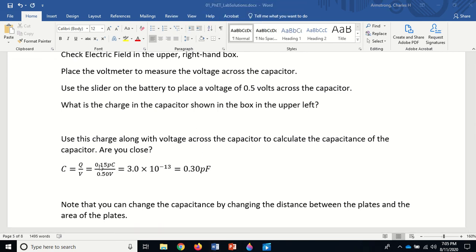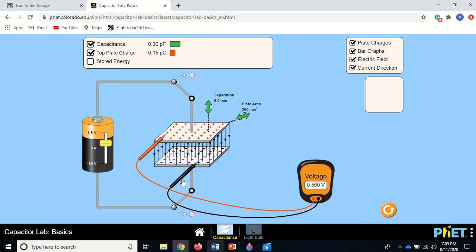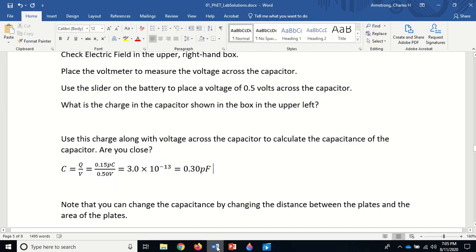Okay, so we had 0.15 picocoulombs. That was the top. So this is going to be plus 0.15 picocoulombs. This is going to be minus 0.15 picocoulombs. So that was the charge. We had 0.5 volts. Okay, so it's the Q divided by the V. There they are right there. We get 3.0 times 10 to the minus 13. Oops, I forgot to put, this is going to be farads.